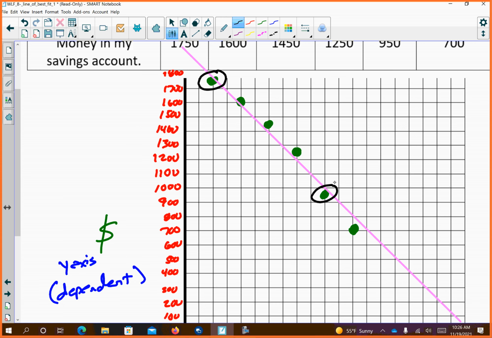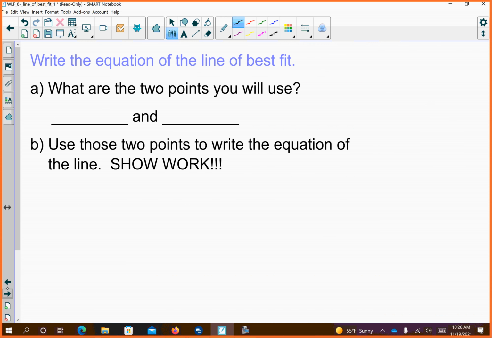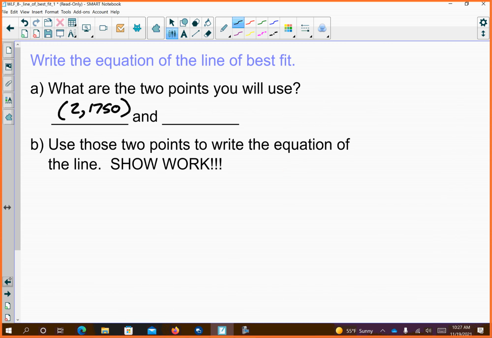So I'll pick the first and the fourth. If I go forward, I'm going to pick the first point, 2, 1750. And I picked the 1, 2, 3, 4. Did I pick the 5th point? 1, 2, 3, 4. Yeah, 5th point. Okay. And the 5th point.